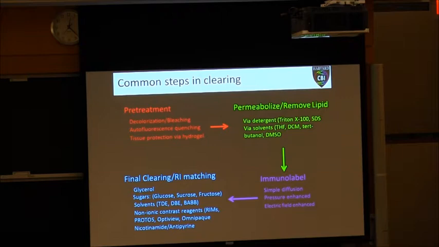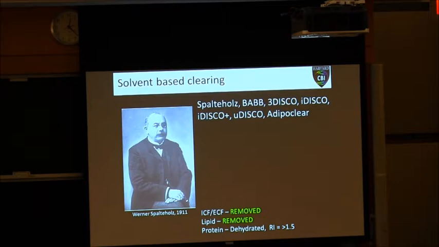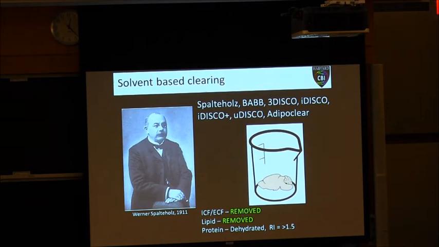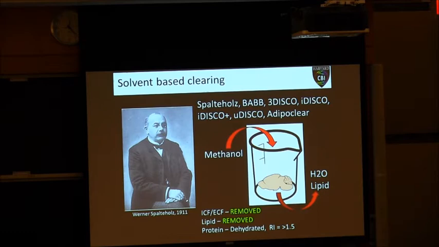So just to show you what this looks like for the different categories, for solvent-based clearing, this is a list of some of the different techniques that fall into this category. Essentially what you're doing is you just take your sample, and the first thing you want to do is dehydrate it. So you have to get all of the water out of there, because that water is not going to be compatible with the solvents that you use to clear the tissue in the end. This is usually done with methanol, so we go through a methanol series to dehydrate that tissue. That's going to remove all of the water. It's going to remove a little bit of lipid as well.